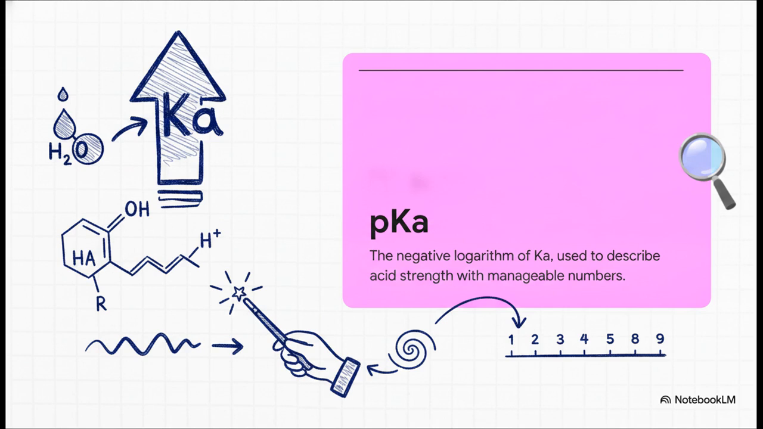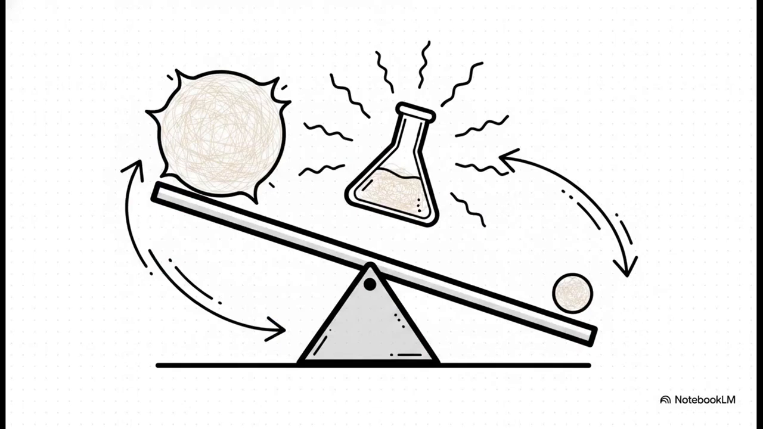Dealing with raw Ka values can be a nightmare. The numbers get astronomically small and super messy to work with. So chemists use a brilliant mathematical trick, the pKa value. It's simply the negative logarithm of Ka, and it takes all that terrible, hard-to-read scientific notation and turns it into nice, manageable numbers. If you take away just one golden rule from this explainer today, make it this.